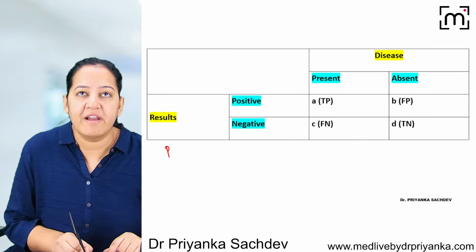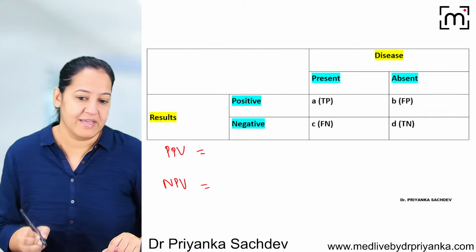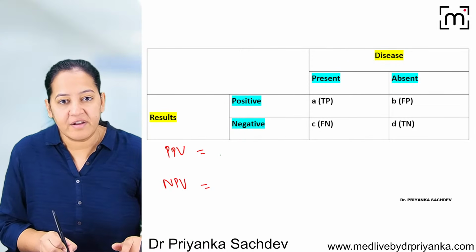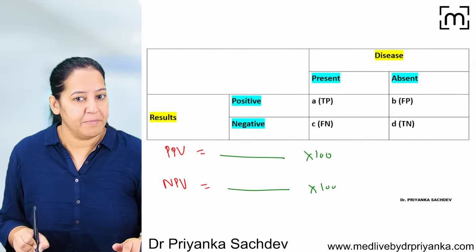What is positive predictive value? And what is negative predictive value? Let me explain. Here also we have a numerator and denominator. The multiplier is always 100 in all these tests.